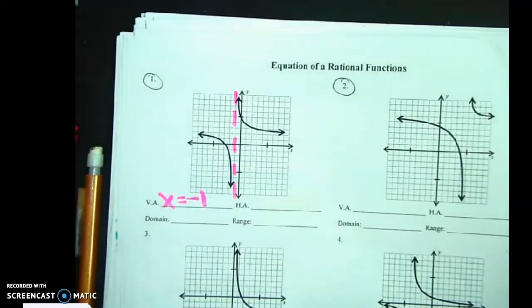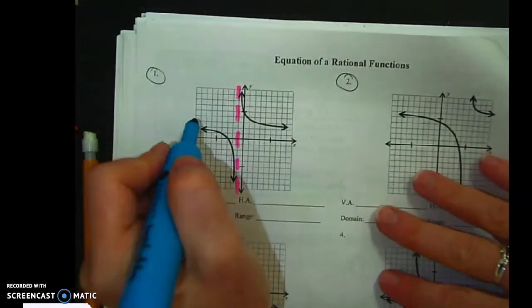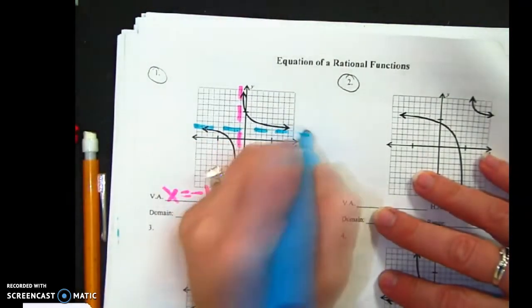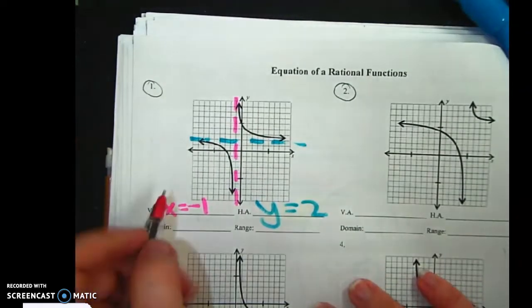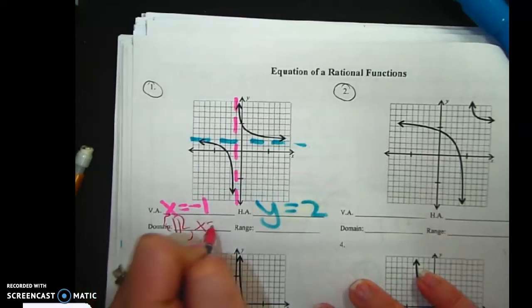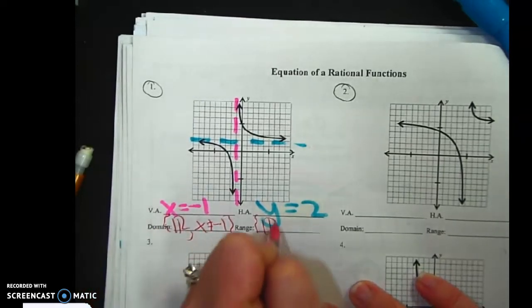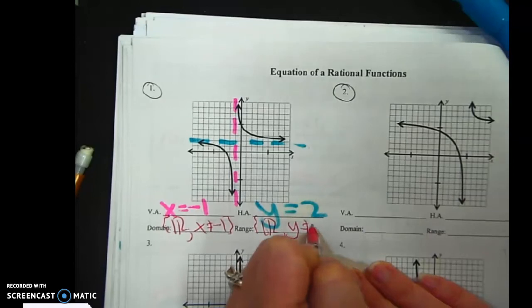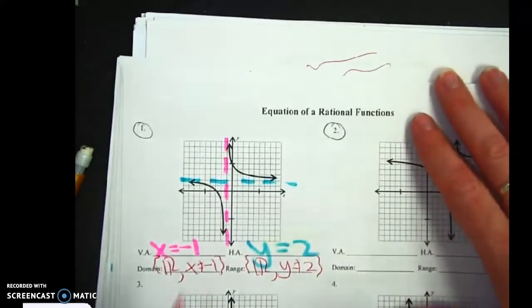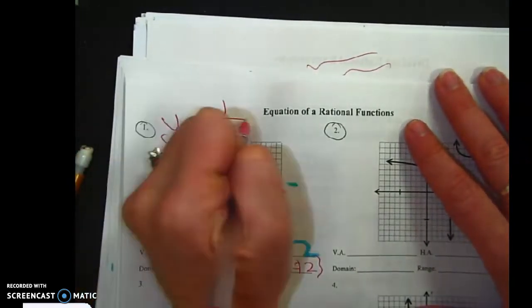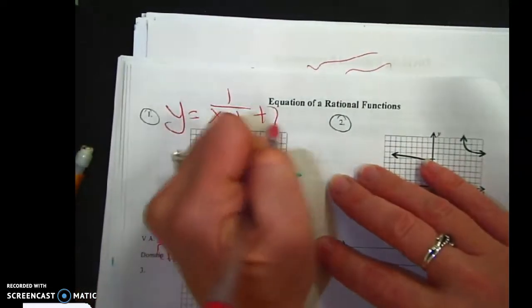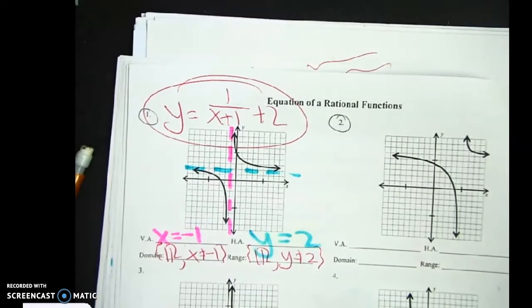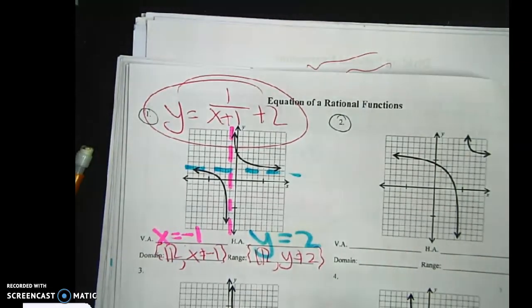X equals -1. Where is it almost approaching, but it never quite gets there? There. That means this is all real numbers, but X can't equal -1. All real numbers, but Y can't equal 2. I do want the equation, y equals 1 over. Remember, the x is not a straight shooter, but the y is. Done. Okay? Let's go to the next one.